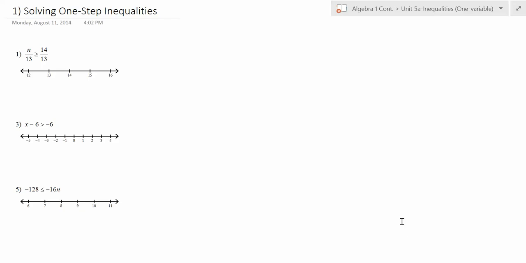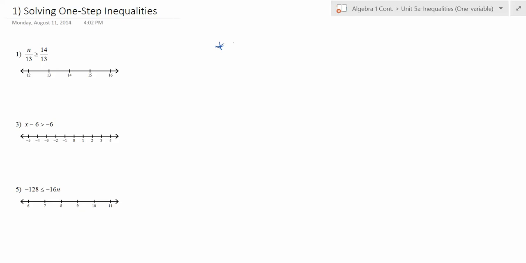Alright, so this is for Unit 5, inequalities with one variable, and we'll start with solving one-step inequalities. What you're going to want to realize is it's just like solving an equation, except that you have an inequality sign, and then when you multiply or divide by a negative number, the direction of the inequality changes direction. I'm going to actually write that down.